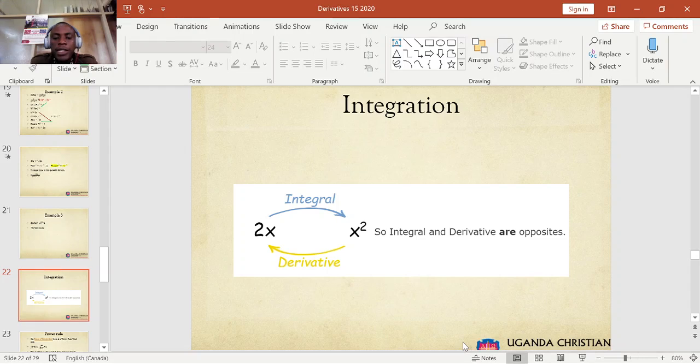So if I have x squared, if I differentiate, I'll get 2x. But if I'm interested in knowing how I got my 2x, or the original function which gave us the 2x, then we integrate, as you can see in this illustration. We had x squared, and then we had a derivative, and it gave us 2x. So if you want to go back to the original function, then we integrate.